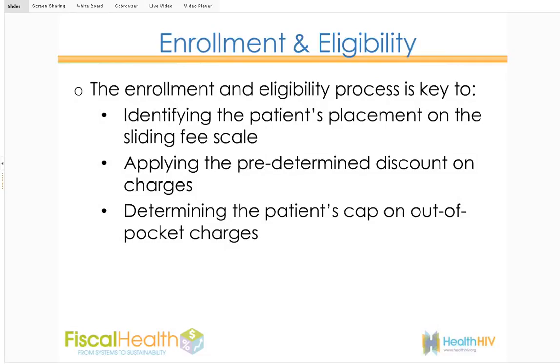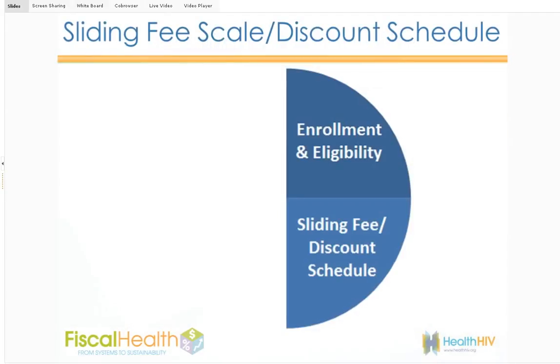So really the enrollment eligibility process is the key to making all this happen. You have to have a system in place to identify each of your patients that are Ryan White eligible and have them apply for your sliding fee scale and your cap on charges. So this kicks off the other processes. So let's move to a discussion of the sliding fee scale and discount schedule.